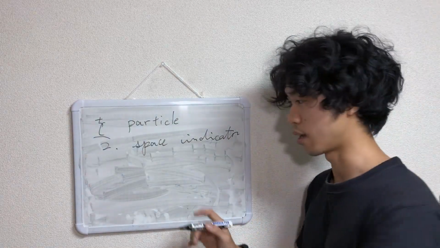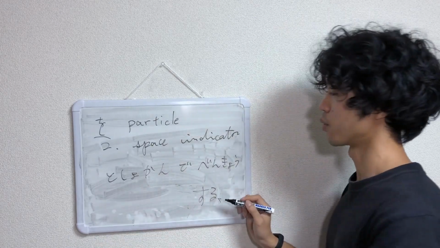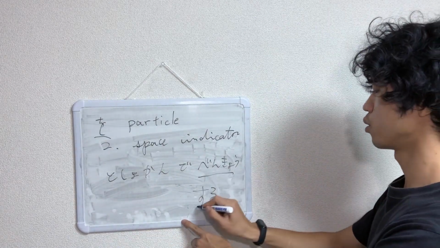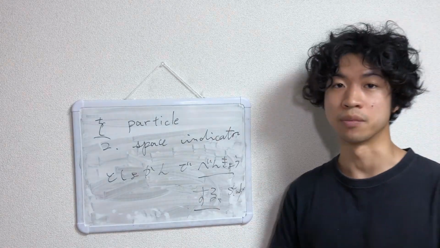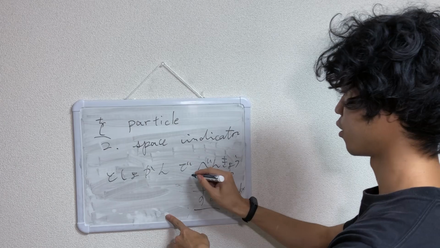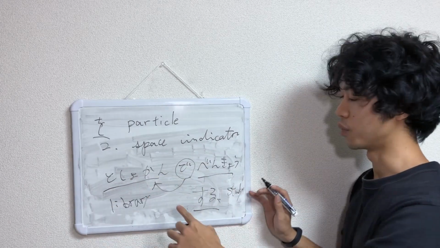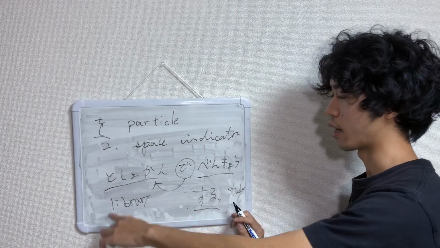If you want to use de, 図書館で勉強する. This is the example. 勉強する is study. So it's not a movement. It's not go, walk, run, fly, swim. That is why you use で to indicate library. This example means I study at a library.